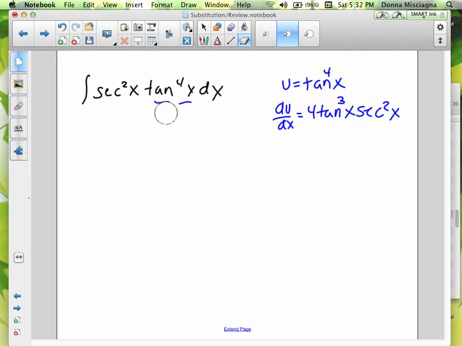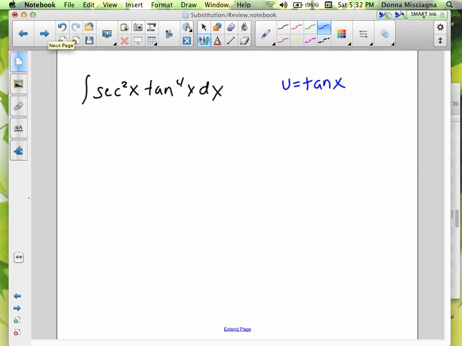So here I just showed you the wrong one because you may go the wrong way. And if you go the wrong way, just try a new way. So if we make u tangent x, then du is going to be secant squared x. And that's no problem. So a lot of times, don't leave the exponent there, okay?